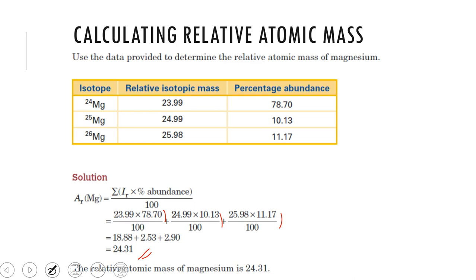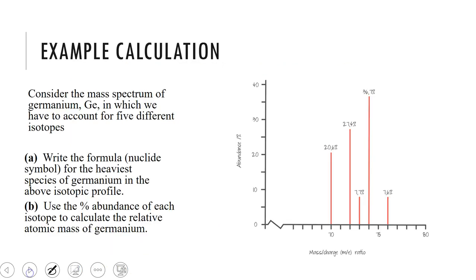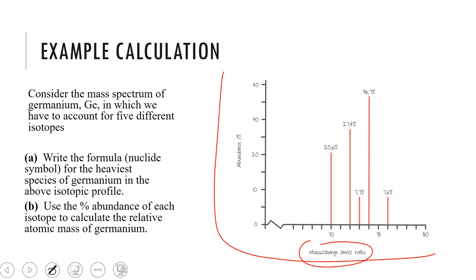There are times, like in the examples coming up, where we'll need to look at the periodic table to get that value in order to solve for the relative abundance. So this is an example where we see that we've been given a mass spectrum. Here we can see we've got the mass to charge ratio and the percentage abundance given on our y-axis. So this is a mass spectrum for germanium.